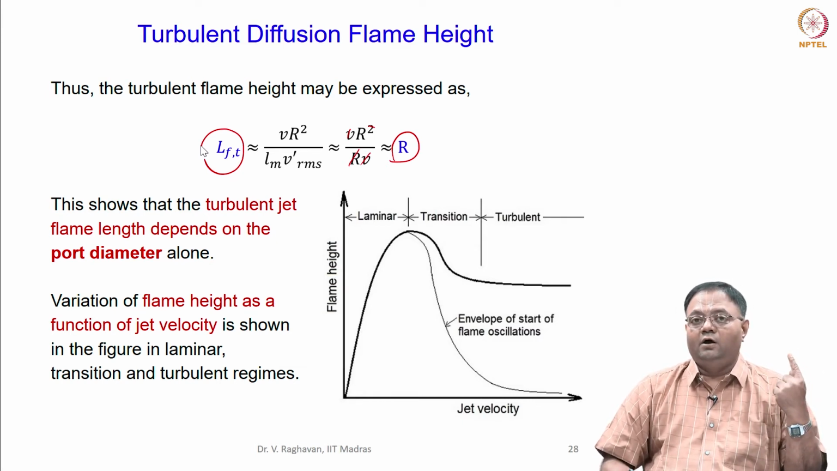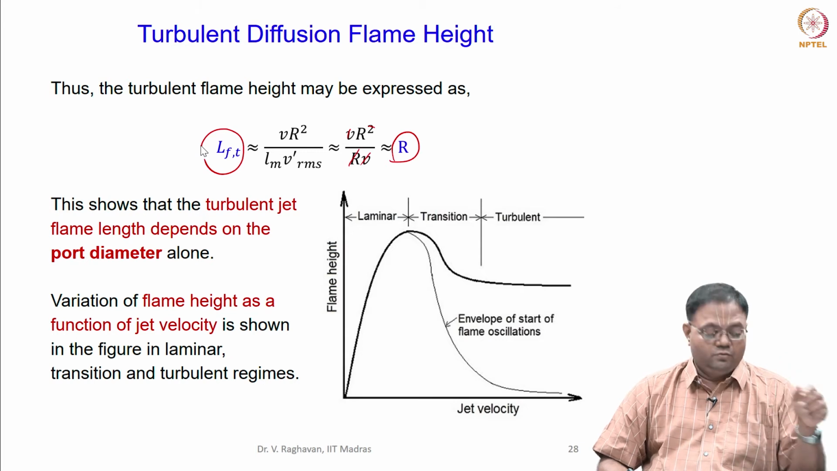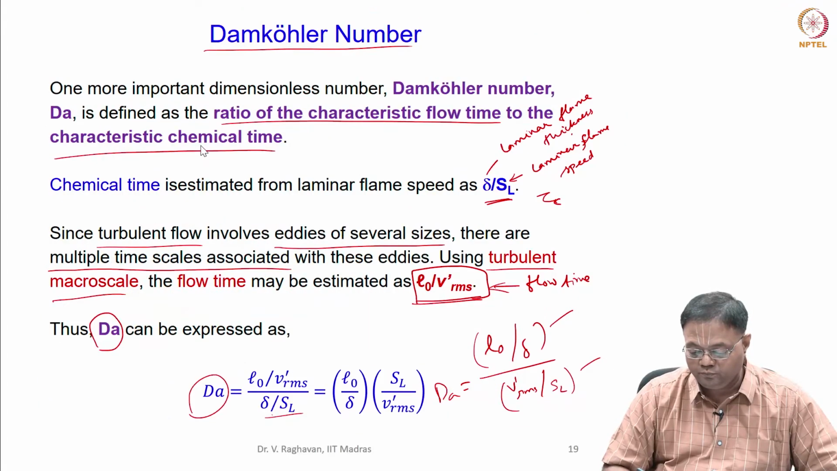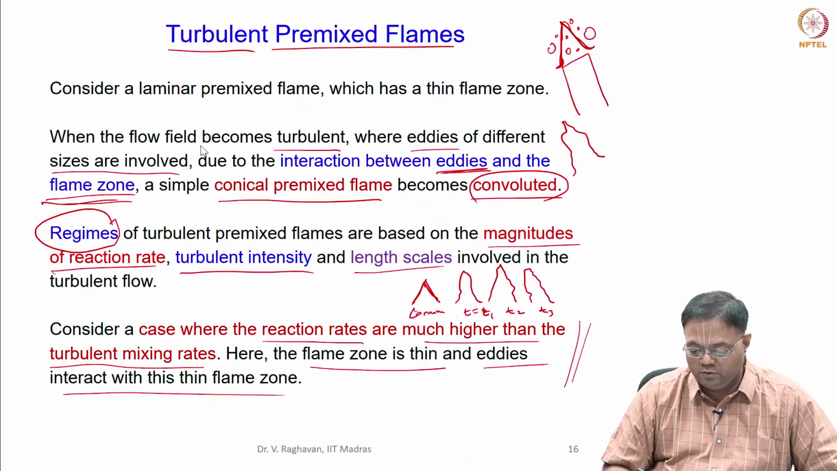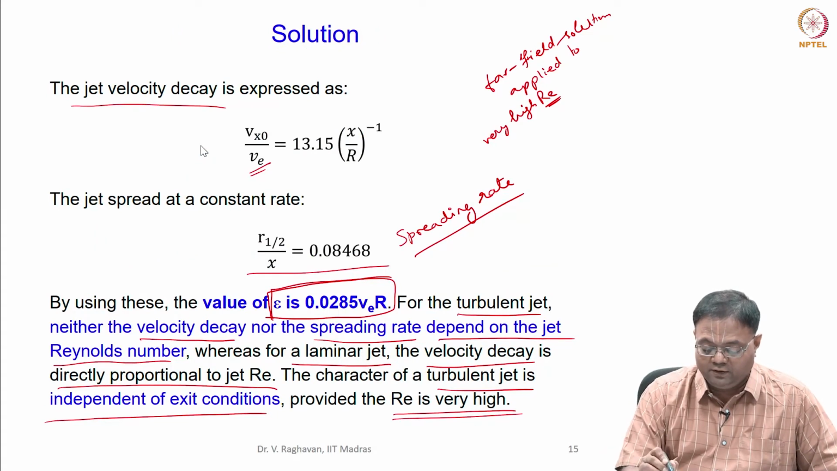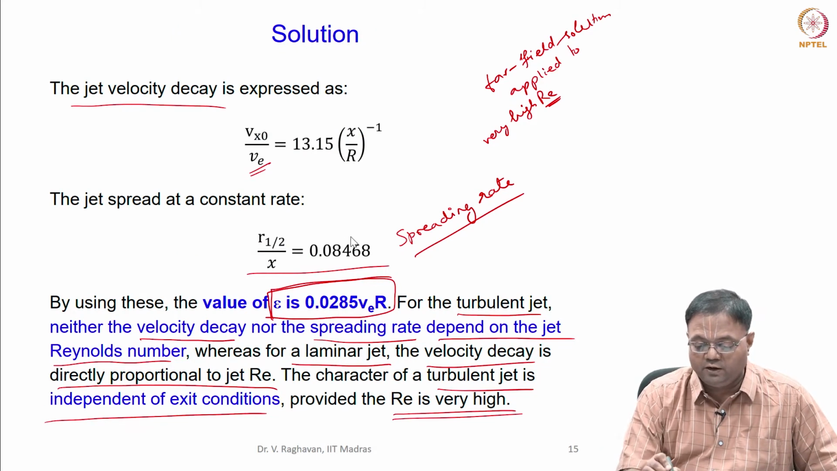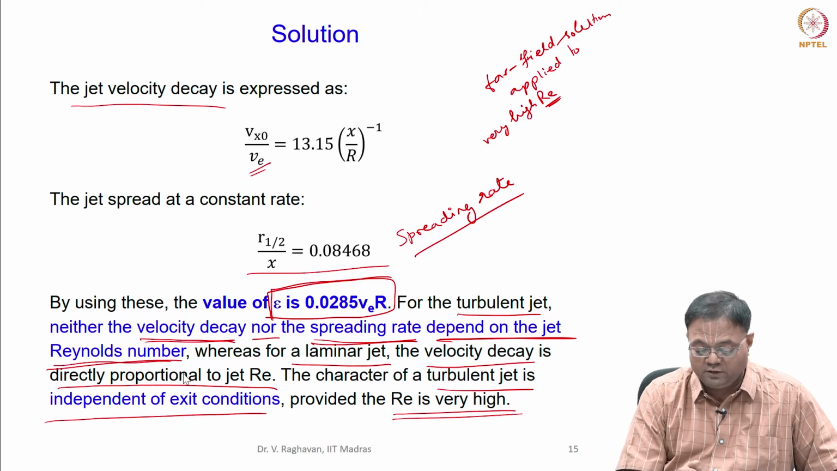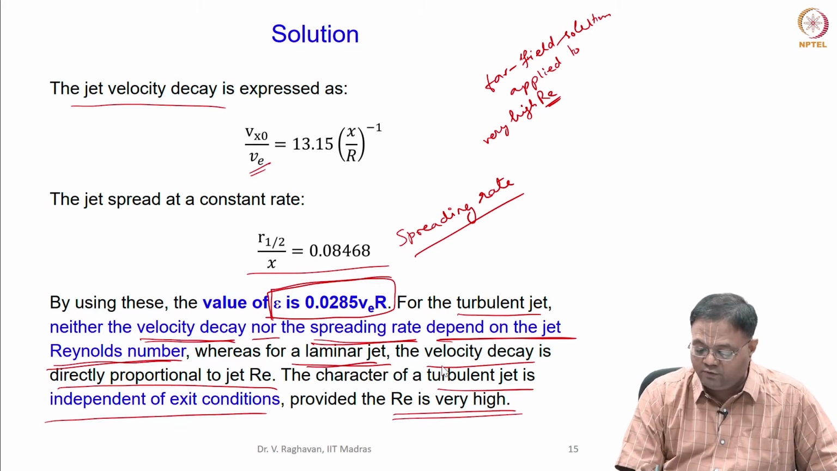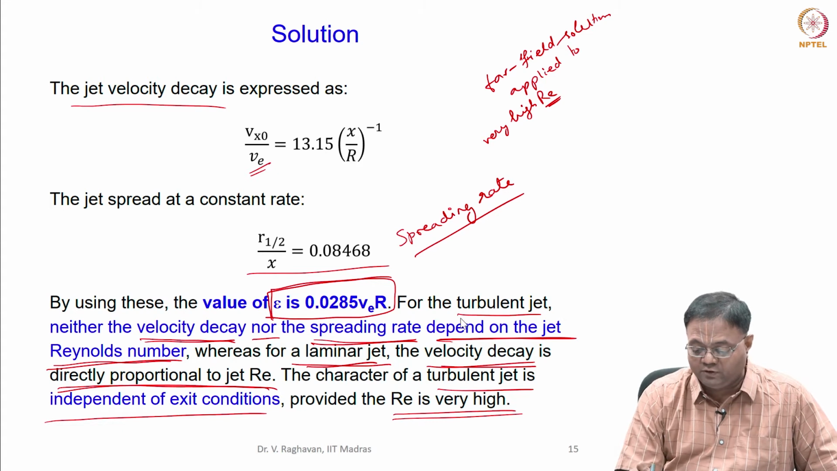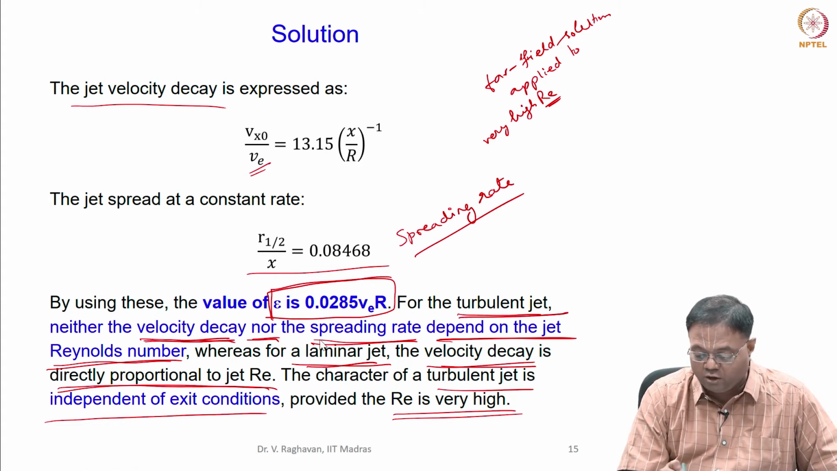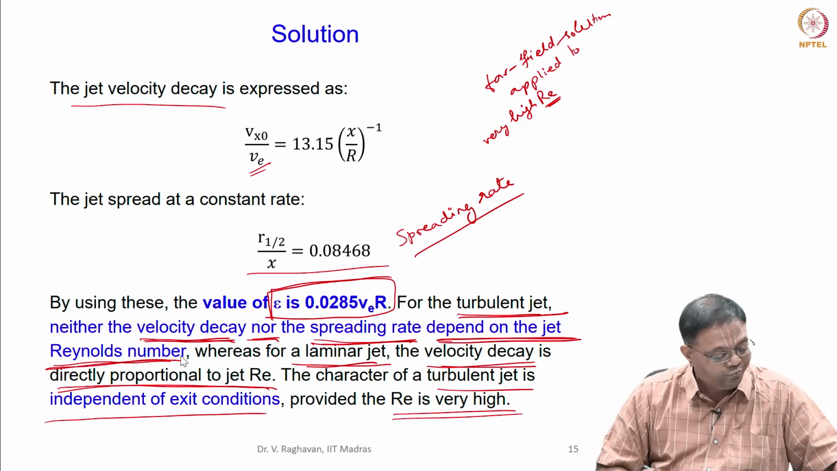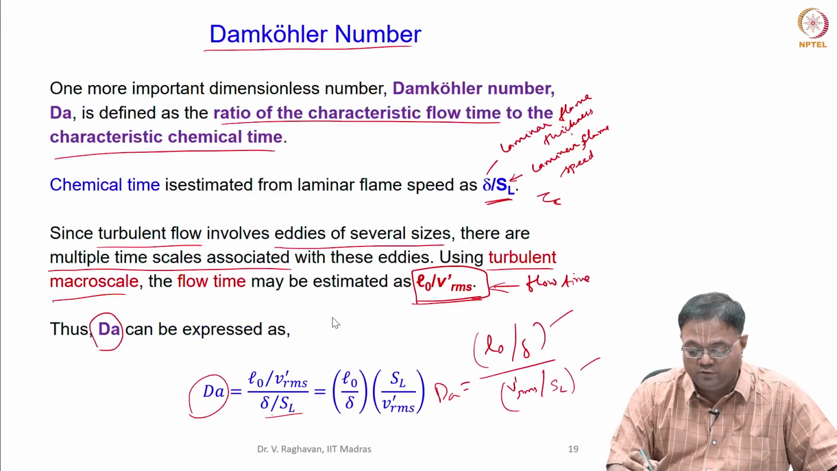Okay, so in the turbulent case analytical solution, what we have seen here, you can see that epsilon is a function of VE and R, and the velocity decay or the spreading rate does not depend on the jet Reynolds number. Please understand. For a laminar jet the velocity decay is directly proportional to the Reynolds number, but for a turbulent jet neither the velocity decay nor the spreading rate depends on the Reynolds number. That is what we are getting here also.